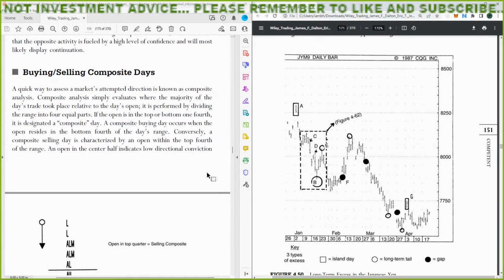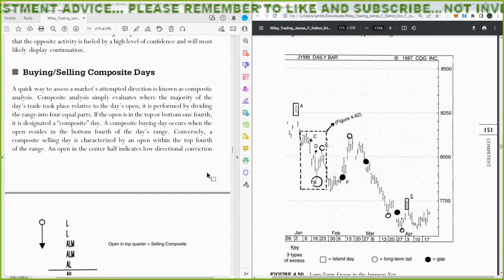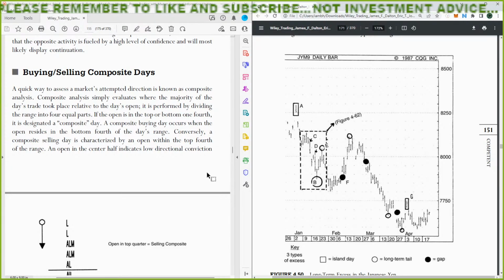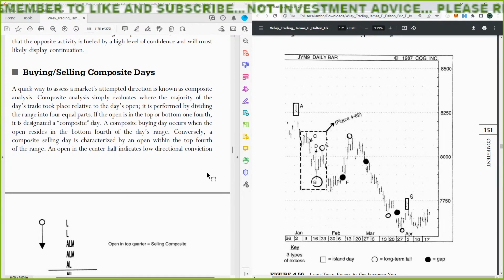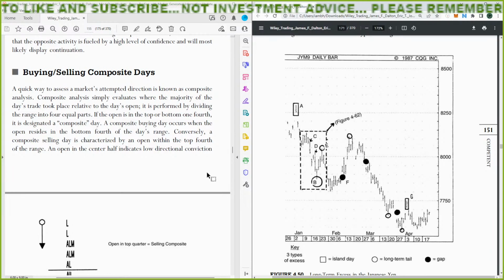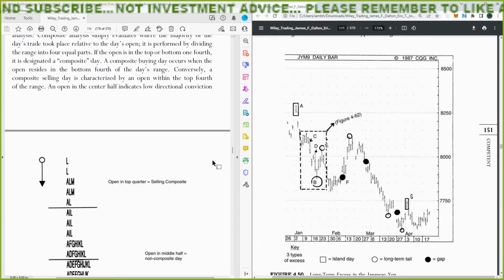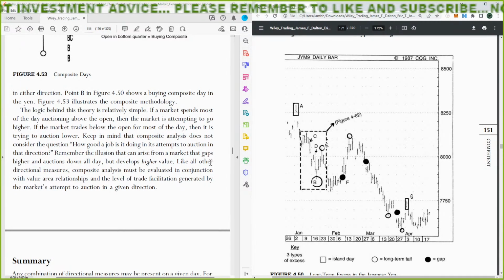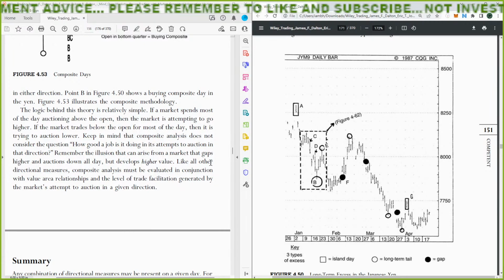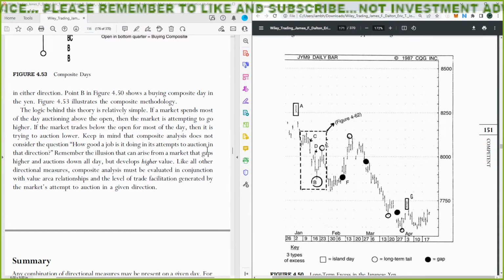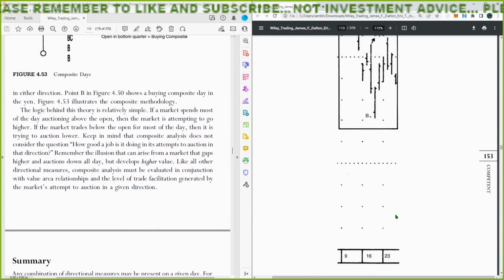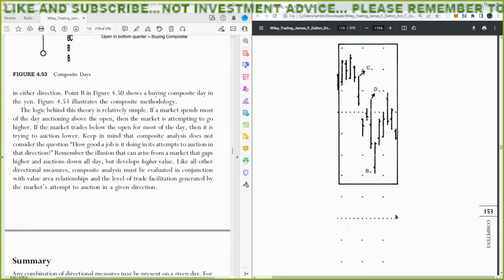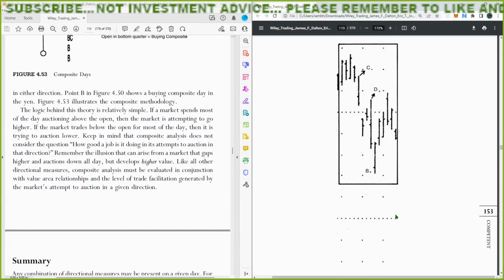A composite buying day occurs when the open resides in the bottom 1/4 of the day's range. Conversely, a composite selling day is characterized by an open within the top 1/4 of the range. An open in the center half of the range indicates low directional conviction in either direction. Bar B in figure 4.5 shows a buying composite day in the yen. Figure 5.43 illustrates the composite methodology.